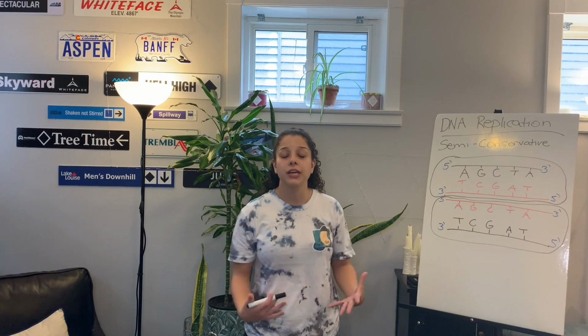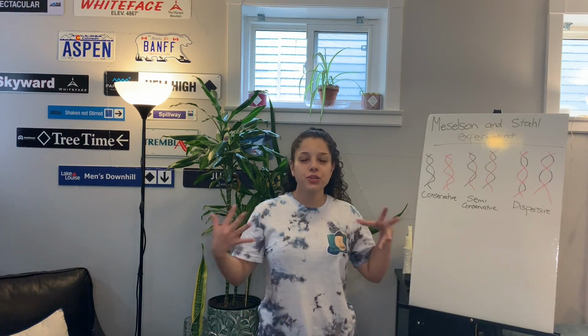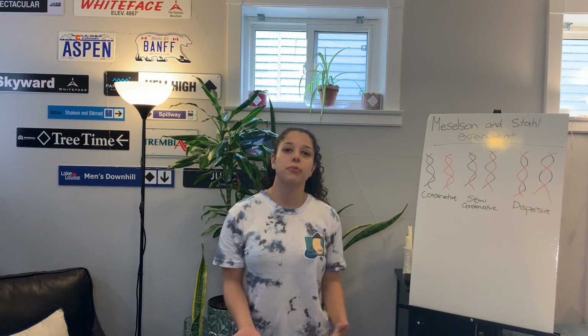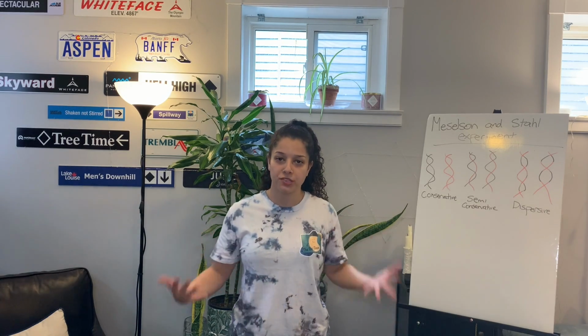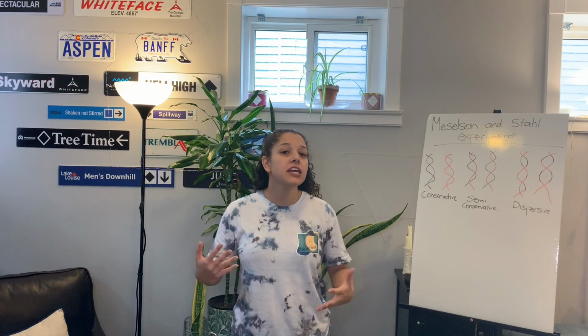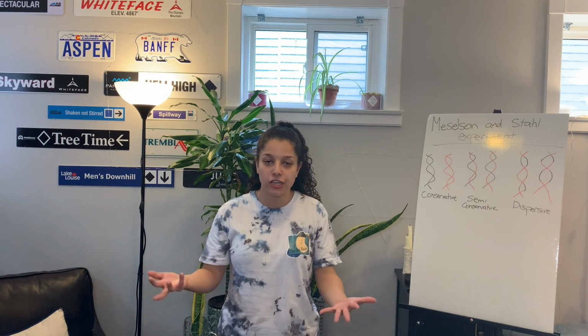It's a little bit complicated, so I'm going to try and break it down as simple as I can, so please bear with me. So there are these two guys, Meselson and Stahl, and they hypothesized that there were three possible options for the way that DNA replication was happening. So their first hypothesized way of DNA replication was conservative replication.